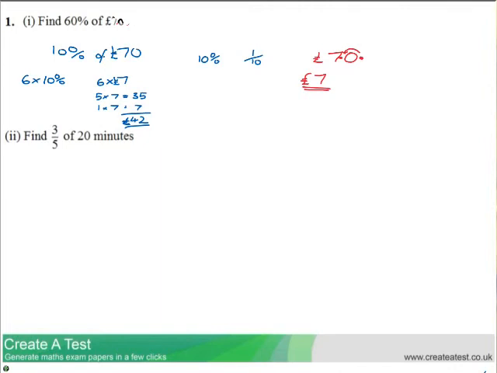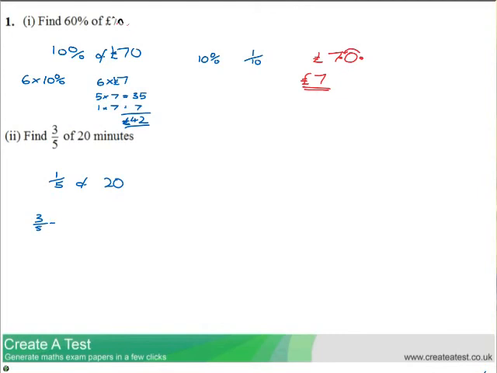Right, we're now going to look at a different question. We're going to look at the fraction question. I need to work out 3/5 of 20. And I'm going to use a similar method. First of all, I'm going to find out 1/5 of 20. I just said pound, but I meant minutes. And then I'm going to get 3/5.